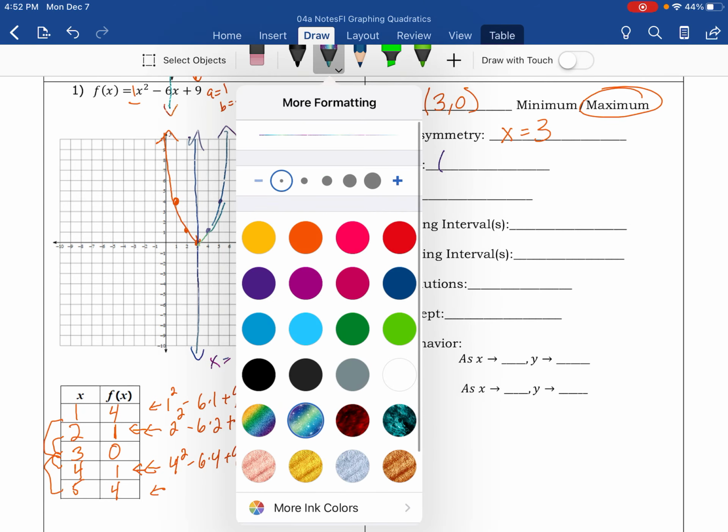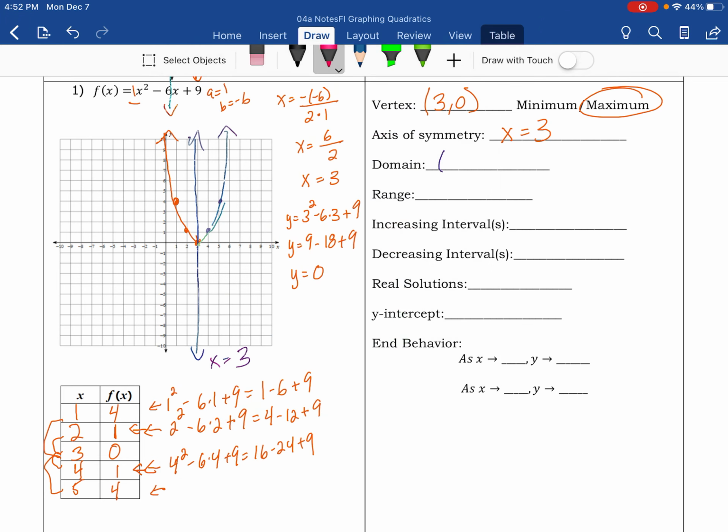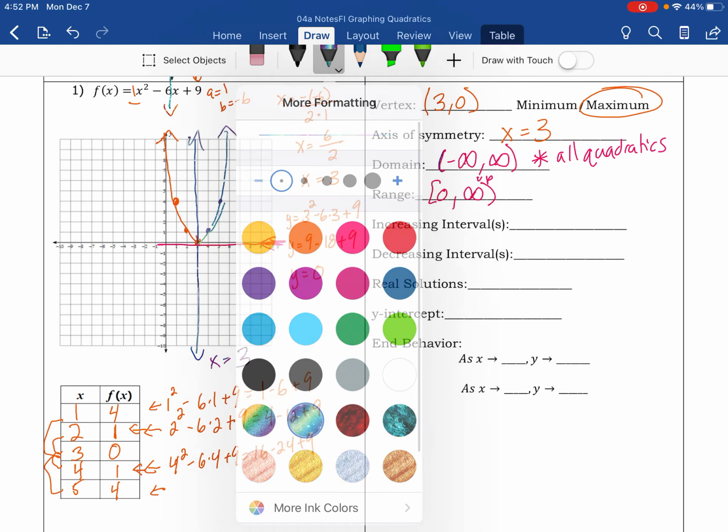All right. So my domain is going to be from negative infinity to positive infinity. This is always for all quadratics. It is always negative infinity to positive infinity. My range, well, my graph starts right here. My lowest y value is 0 and goes up. And so up would be to positive infinity.